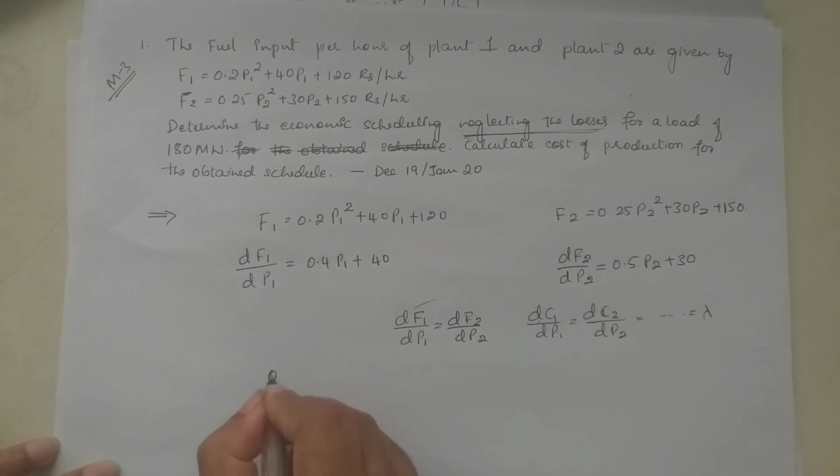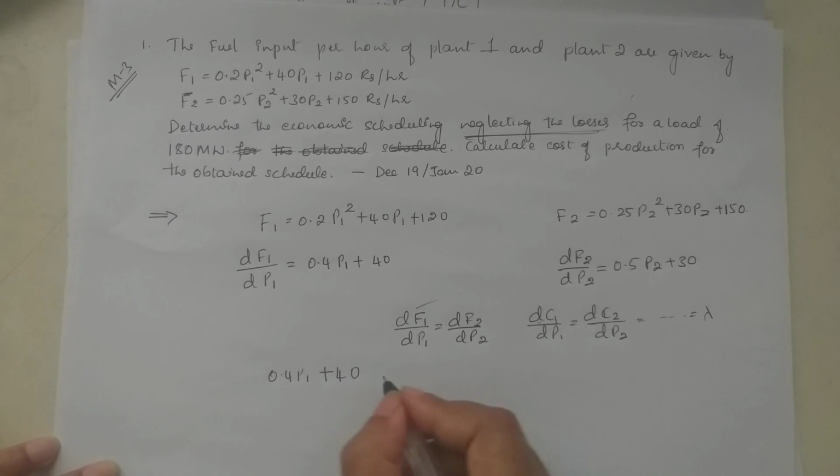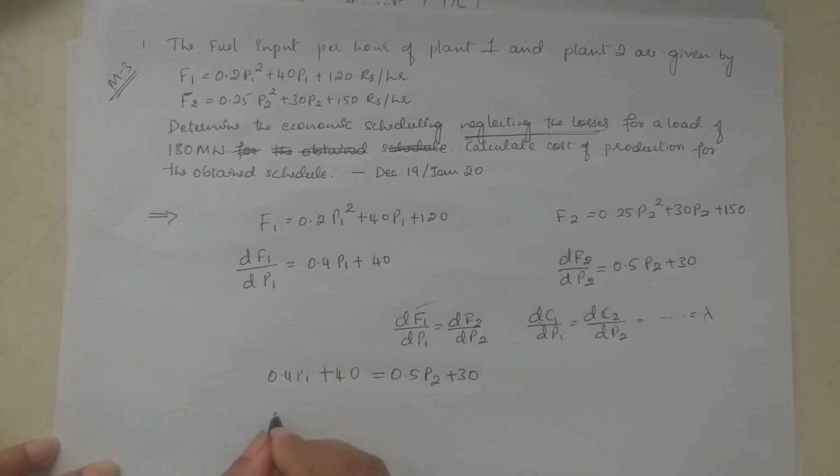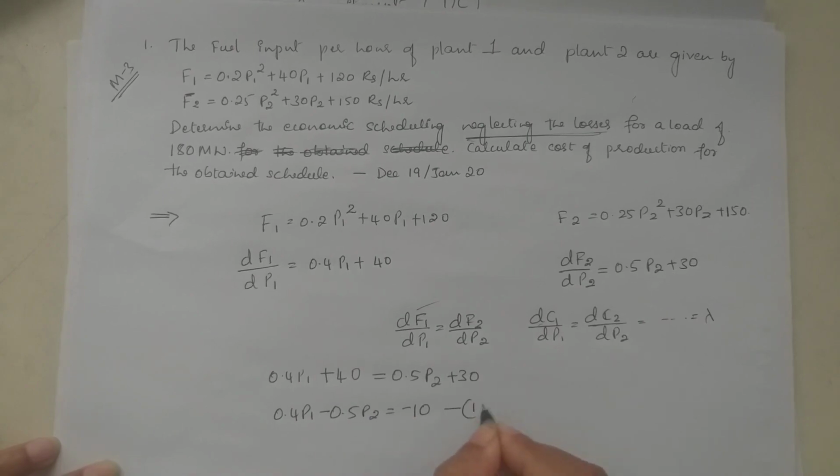So 0.4 P1 plus 40 is equal to 0.5 P2 plus 30. On rearranging we get 0.4 P1 minus 0.5 P2, taking 40 to the other side we get 30 minus 40, so it would be minus 10. Take it as equation 1.